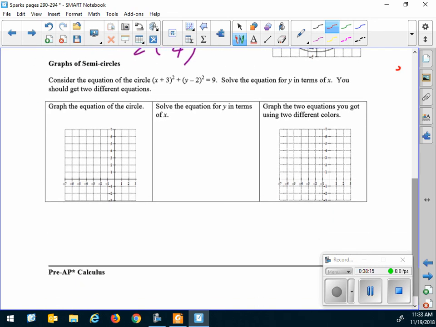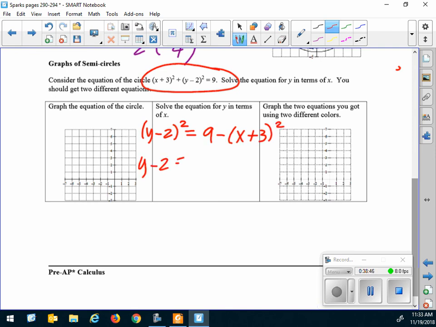Now I want you to take a look at this one. Consider that equation. Solve the equation for y in terms of x. That means make it say y equals. You should get two different equations. Well, let's see if we do. We want to make that thing say y equals. So we're going to have y minus 2 quantity squared equals 9 minus x plus 3 quantity squared. Square root both sides.